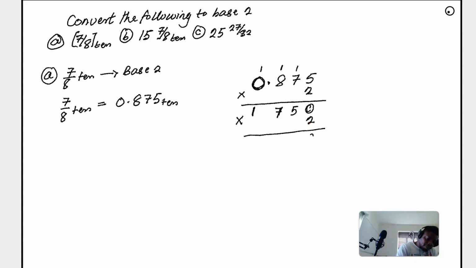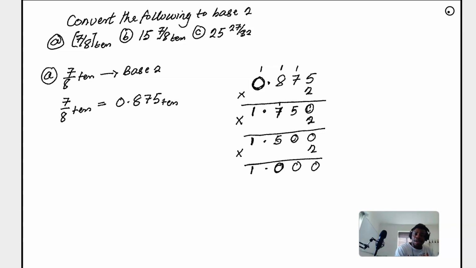So 2 times 0 is 0. 2 times 5 is 10. Remember 1, put 1. So 2 times 7, 14 plus 1, 15. Right? So we put 1 there. Remember, you don't multiply this with this, like I said. So multiply again. You continue to multiply. 2 times 0 is 0, 0. 2 times this one, 10. Remember 1, put 1 here.